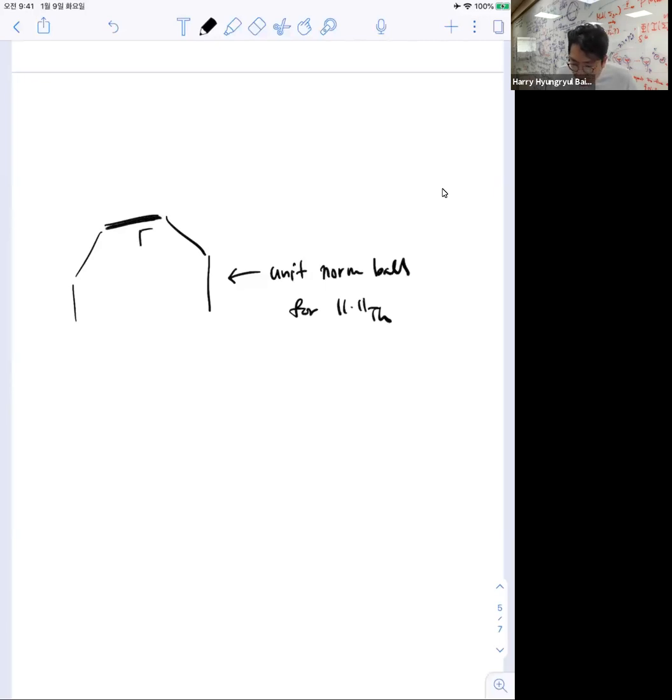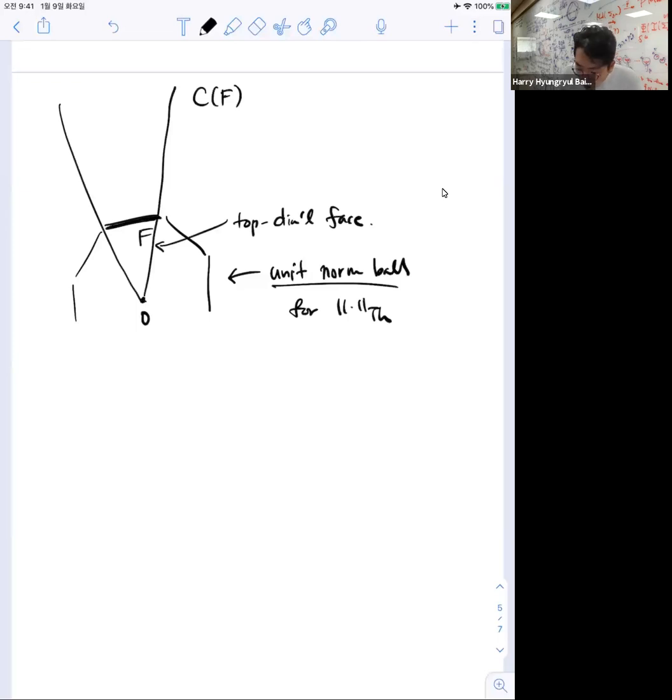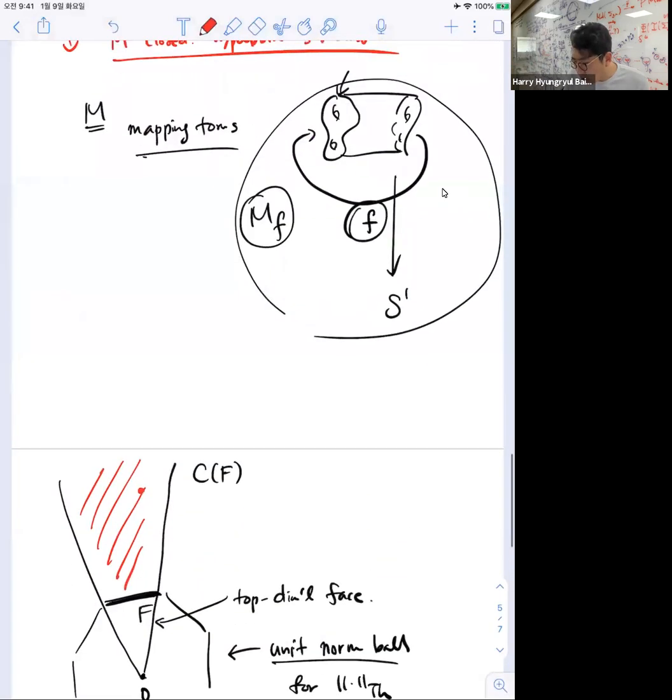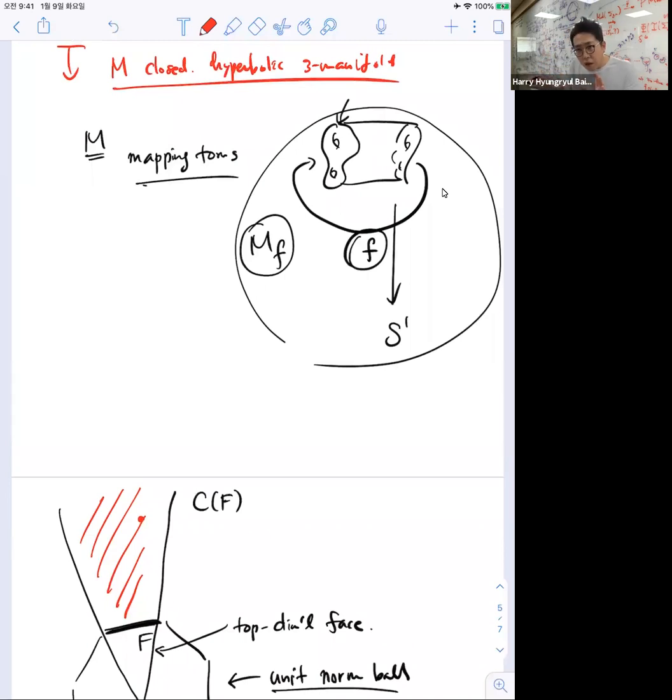And if you look at one of the top dimensional faces, let's call it F, of this unit norm ball, say this is the origin, and consider the cone over F. If we happen to know some primitive integral cohomology class inside of this cone does correspond to a fibration of this 3-manifold over the circle, then we actually know that all primitive integral cohomology classes in the cone correspond to different fibrations of this same 3-manifold over the circle. So in particular, if you never thought about this, what this says is that if you have a 3-manifold which fibers over the circle, it usually fibers over the circle in infinitely many different ways. Not just that one, but in many different ways.